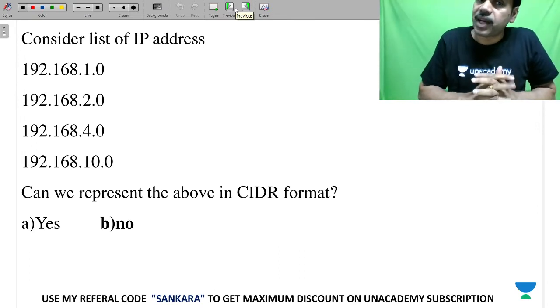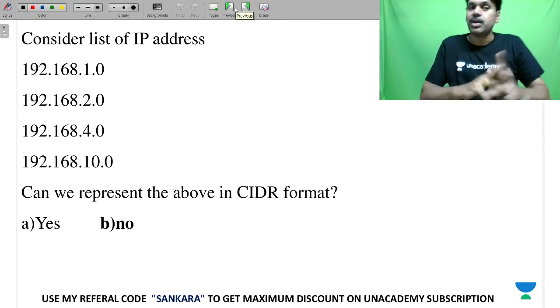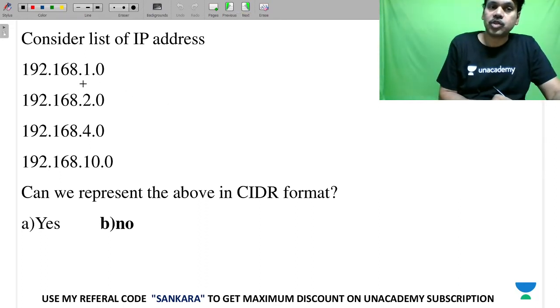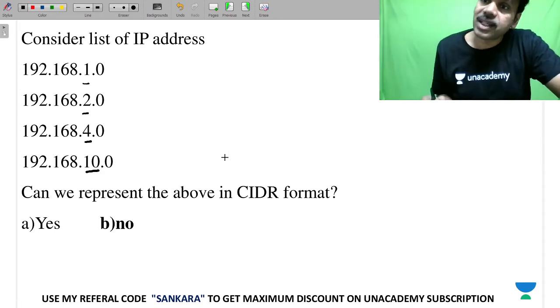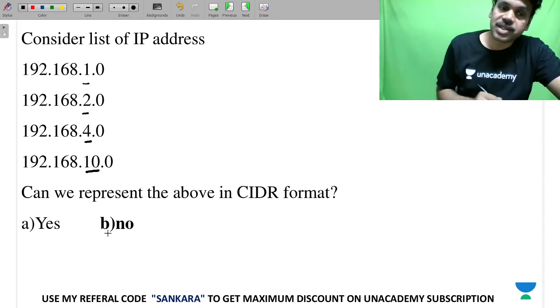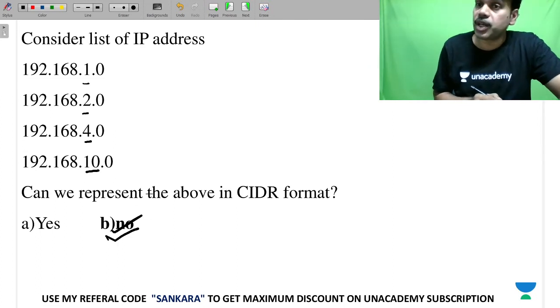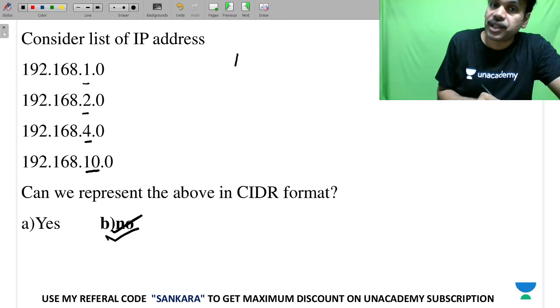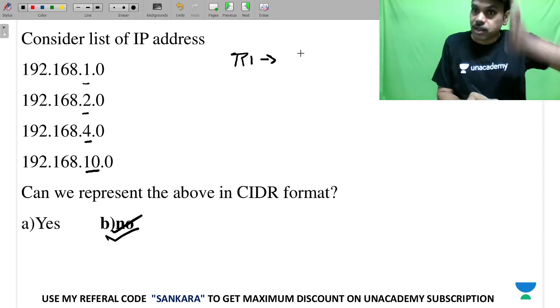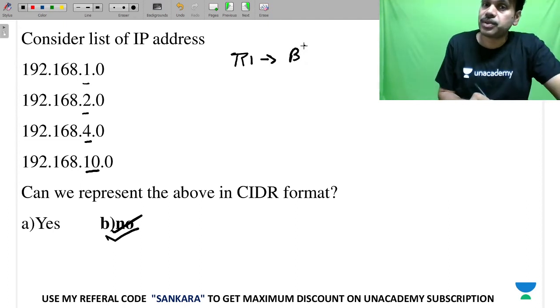And the next question is like this. Consider the list of IP addresses 192.1.0, 2.0, 4.0, 10.0. Can we put it in the CIDR format? We will say no. Why? To put it in the CIDR format, there are 3 rules you have to follow. What is rule 1? The blocks must be consecutive.